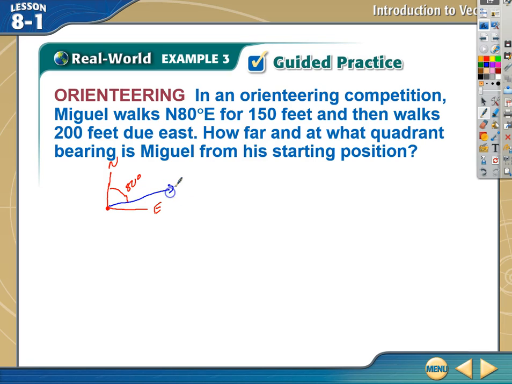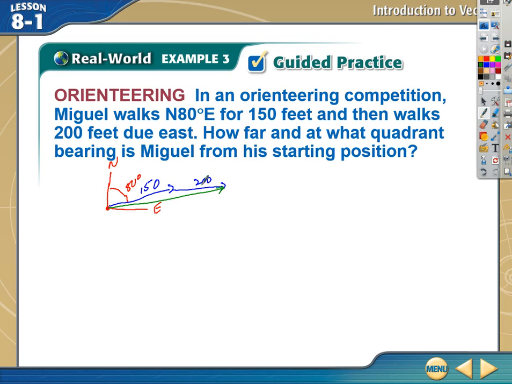And there I am. I went how far? 150 feet this way. And then I walked 200 feet due east. So here I am. Ooh, that's not very good. 200 feet due east. And then they say, how far and at what quadrant bearing is Miguel from his starting position? So again, they want from starting position to here. And there's this itty bitty triangle that's formed.